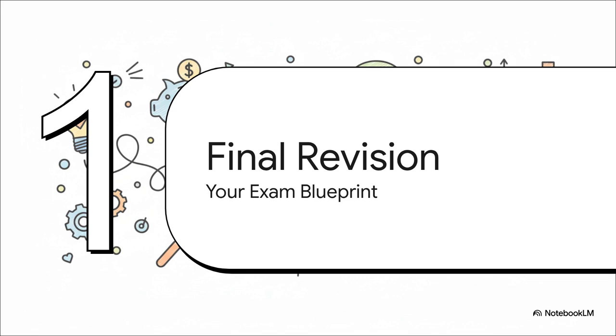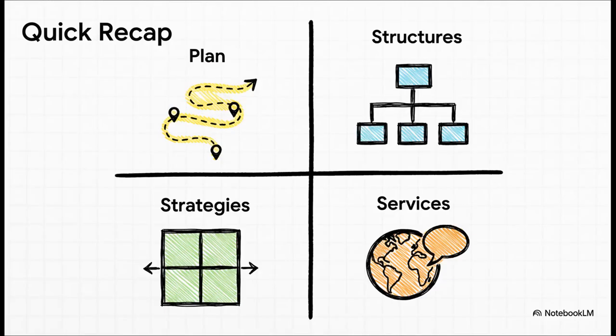This is the blueprint you're going to take with you right into that exam. Okay, let's lock in these key frameworks. For the plan, remember those 10 steps, from analysis all the way to evaluation. For structures, remember the 5 types, from the simple international division up to the complex transnational. For strategies, picture that 2x2 matrix, that balancing act between cost and local pressure. And for services, remember the 4 ways to supply them and why that service culture is so critical.